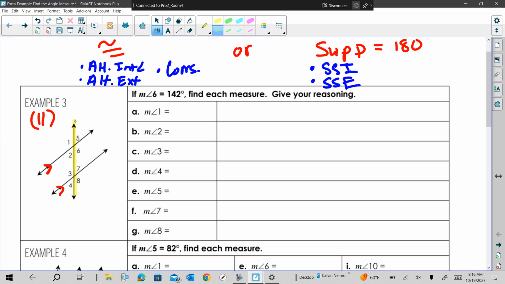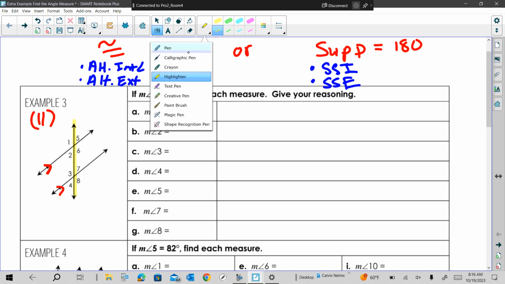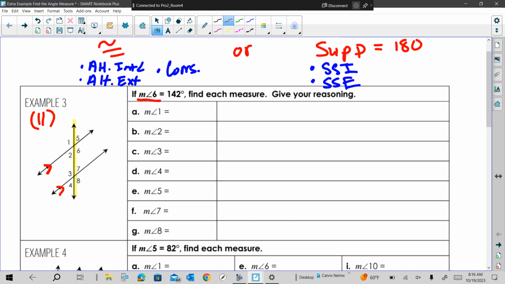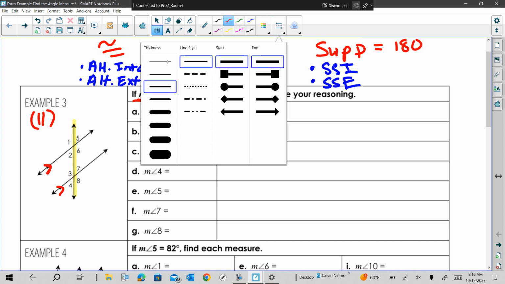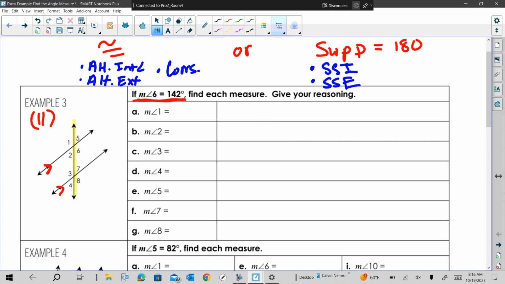So we're taking our given information: the arrows, the transversal, and this given information here. If the measure of angle 6 is 142, find the other angles. Is that the corresponding? Yeah, it's just an abbreviation for corresponding. We're going to start with labeling. Take the measures they give you and label them on the diagram. So right here is my angle 6. I'm going to put 142 degrees next to that angle.